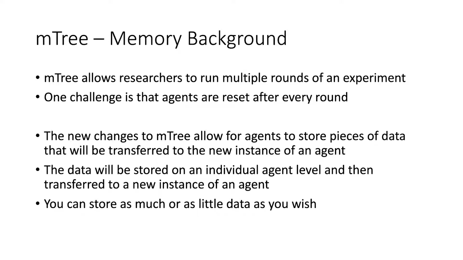So that can affect your experimental capabilities, especially if you're, for example, trying to run a matching protocol on agents or something like that. So what we're now allowing to take place is the agents themselves can store pieces of data that will be transferred to a new instance of an agent across rounds. So in effect, imagine you just have an agent, you run it, then you take the brain of that agent, or the memory location of the brain, and put it into a new agent. So you can do all sorts of stuff with that.